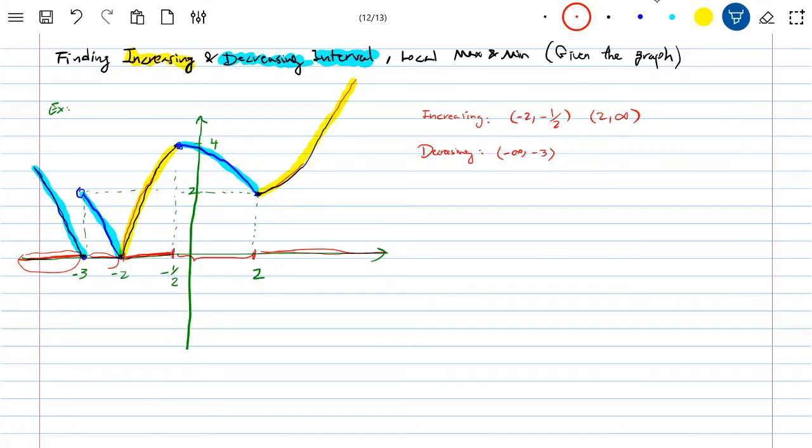Then again, from negative 3 to negative 2, I go to the right. You're always moving in the positive direction. So if I move toward the right side, what happens to the y values? The y values get smaller. So I have decreasing from negative 3 to negative 2 as well. And then from negative 1/2 to 2, this is where the graph is decreasing. Sometimes the graph is constant. I'm going to show you in the next example, but in this case, you're looking at only increasing and decreasing.